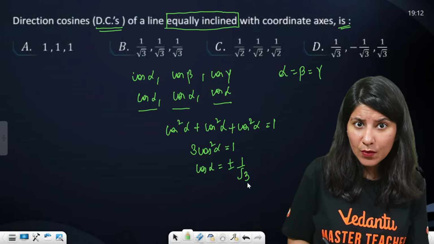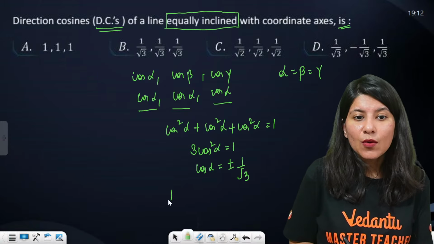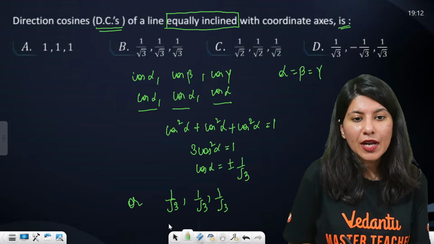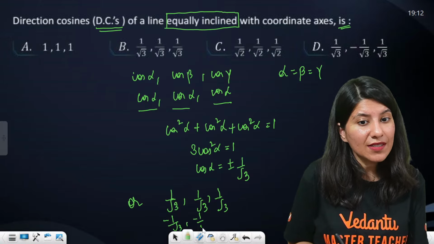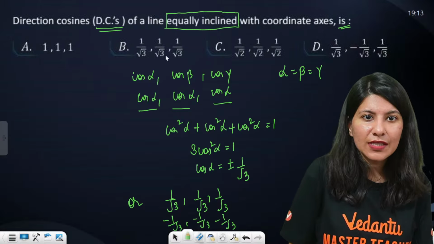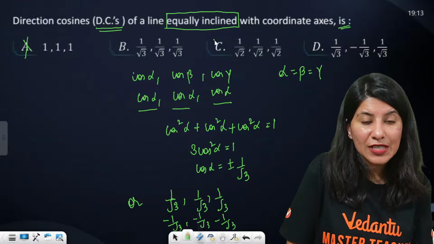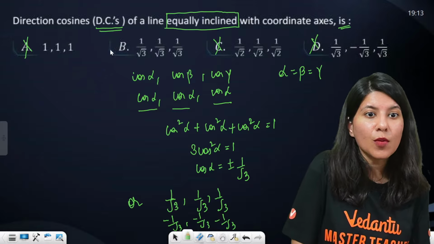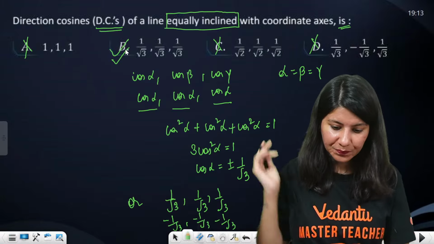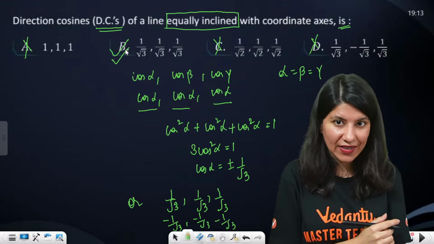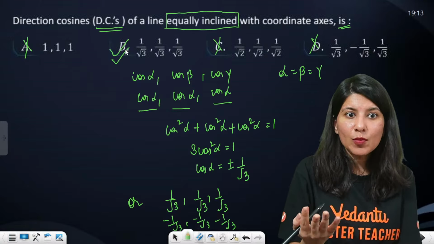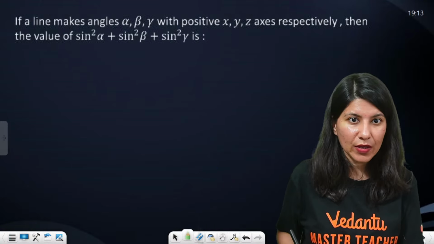So your answer will be 1 by root 3, comma 1 by root 3, comma 1 by root 3, or minus 1 by root 3, comma minus 1 by root 3, comma minus 1 by root 3. All three positive or all three negative. Option A is obviously wrong, option C is wrong, option D is wrong, and option B is the only correct option. Although you've got two answers, all positive or all negative, in the options only B is there.